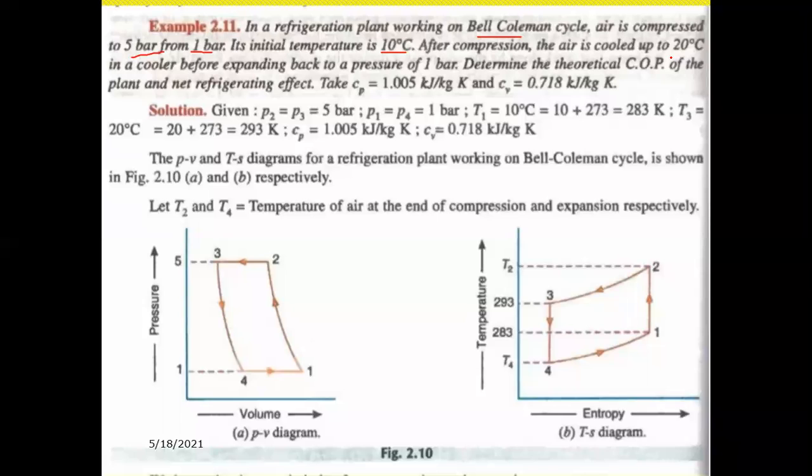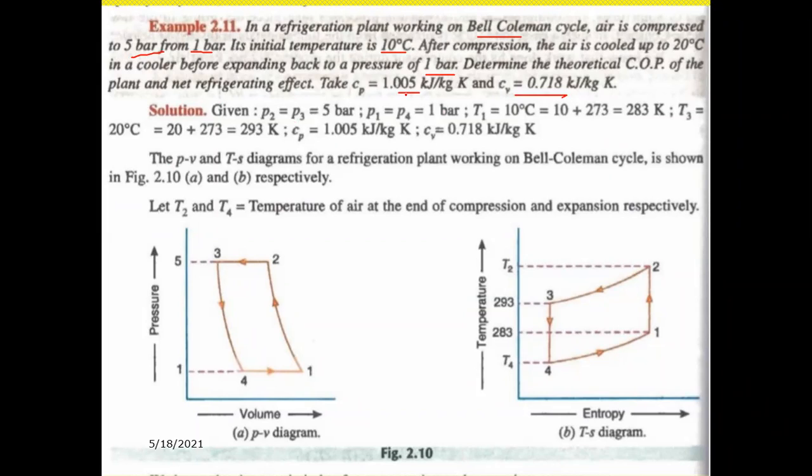So what happens here? The air is cooled to 20 degrees centigrade in a cooler before expanding to the pressure of 1 bar. Now determine the theoretical coefficient of performance, COP, of the plant and the net refrigerating effect, taking Cp equal to 1.005 kilojoules per kg, Cv equal to 0.718.